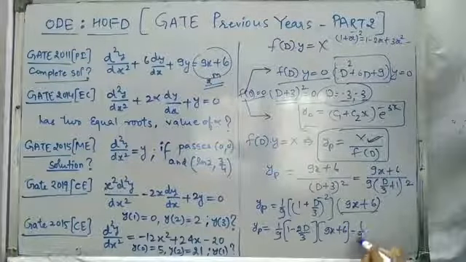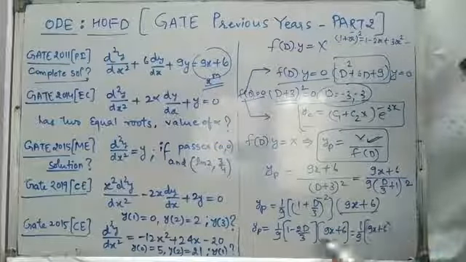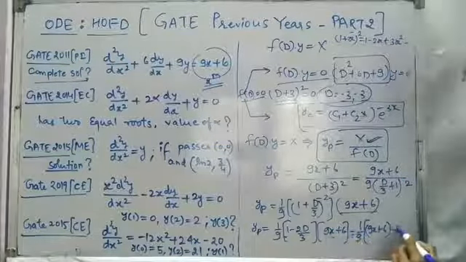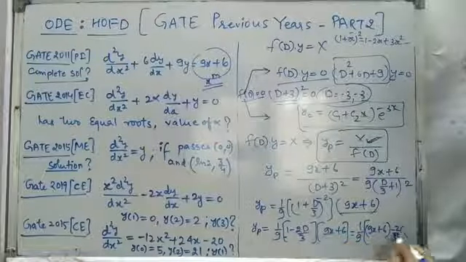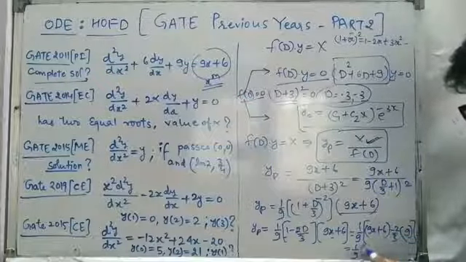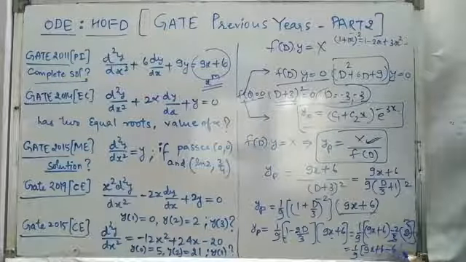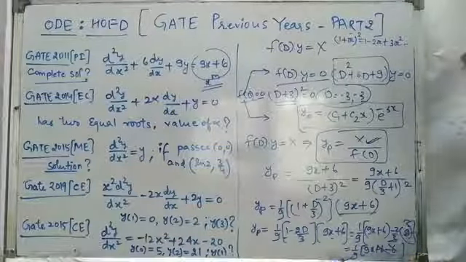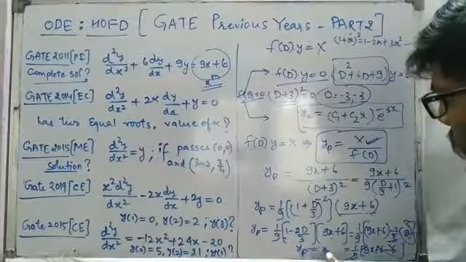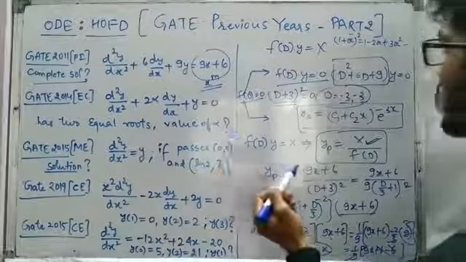So 1 by 9, and 1 is nothing but 9x plus 6, because we have to multiply 1 with 9x plus 6, and minus 2 by 3, and differentiation of 9x plus 6 is nothing but 9. So this will become 1 by 9 into 9x plus 6 minus 3, 3 the 9 and 3 2 the 6. 6 and 6 get cancelled, and 9 and 9 get cancelled. So the yp part is going to come out as x, and he is interested in the complete solution.